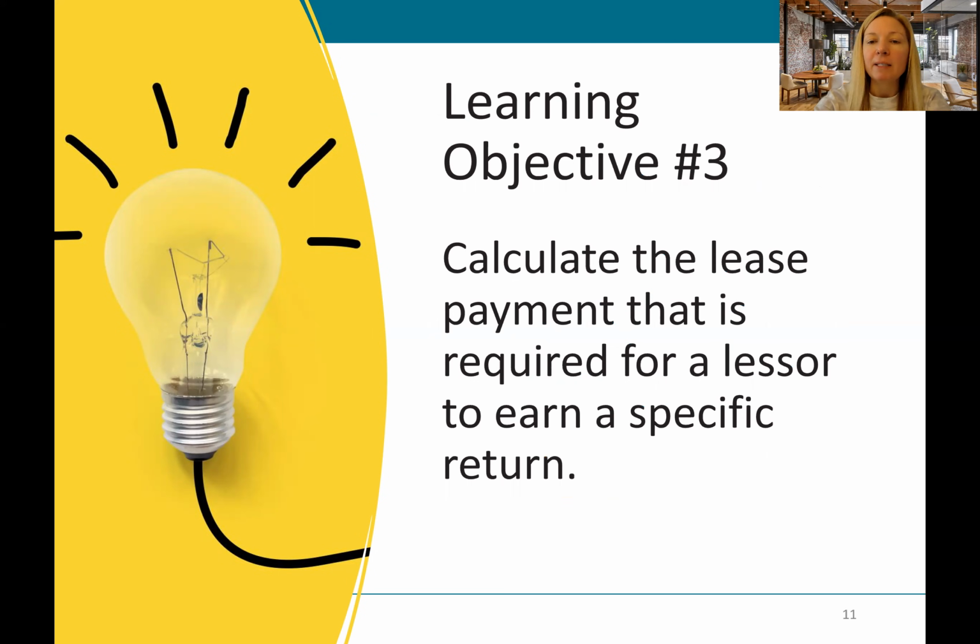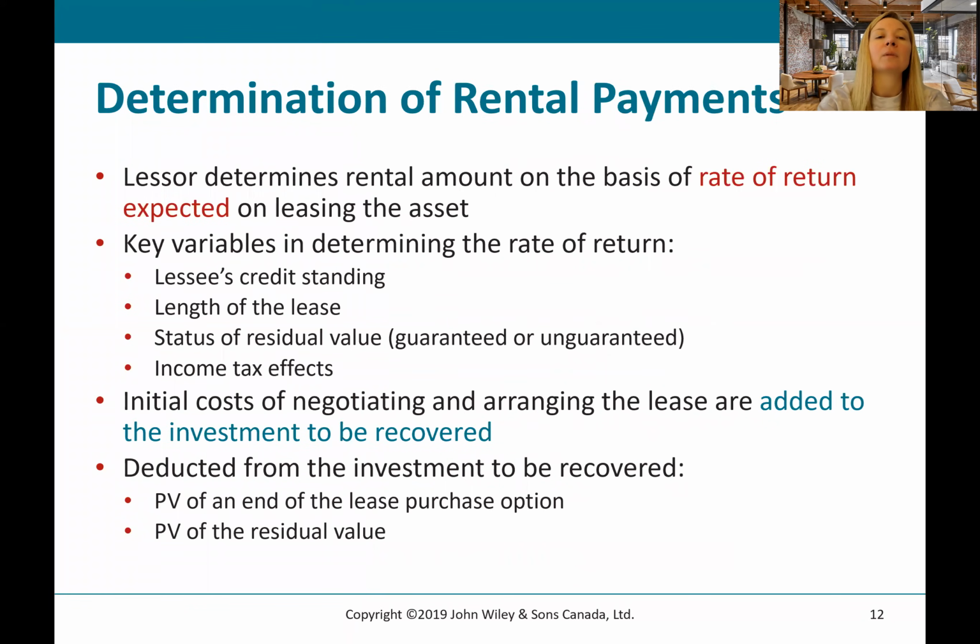Calculate the lease payment that is required for a lessor to earn a specific return. So the lessor determines the rental amount, or the amount of each rent payment, on the basis of the return that they need on the leased asset. Key variables in determining the rate of return are the lessee's credit standing, the length of the lease, the status of the residual value, if it's guaranteed or unguaranteed, and any income tax effects, which we're not really going to get into.